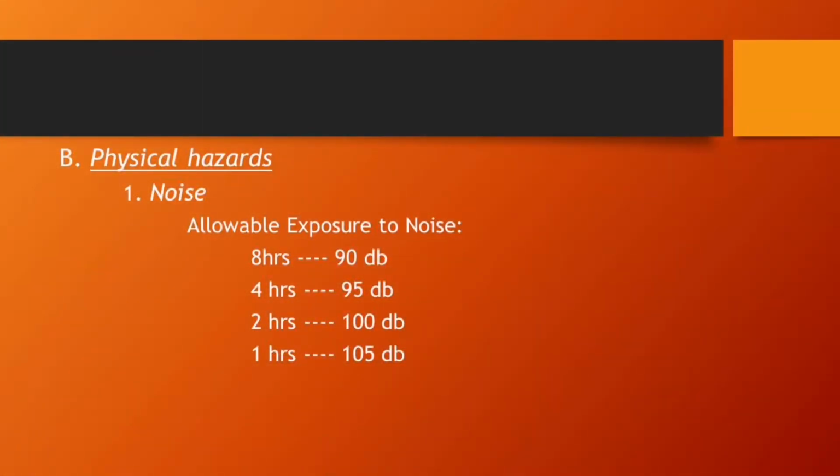Next is physical hazards. Under it, we have 5 types of physical hazards. First is noise. There is only an allowable time that one worker can stay in a work area without hearing protection. Given by the table, we have allowable exposure to noise. For 8 hours, we have 90 decibels. 4 hours is equal to 95 decibels. 2 hours is equal to 100 decibels. 1 hour is equal to 105 decibels.